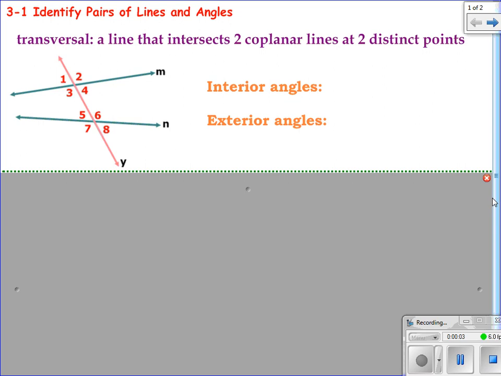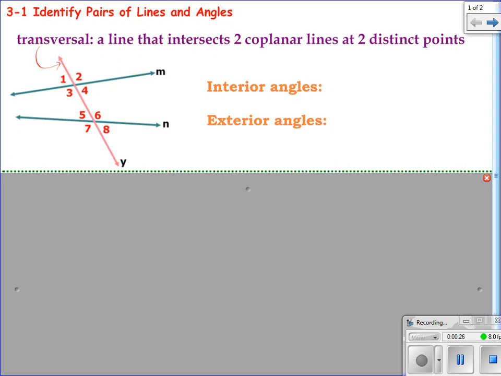On parallel and perpendicular lines. So we're going to get some vocabulary done today that we're going to be using all chapter. This is going to be new to you, most likely. We're going to start by talking about the word transversal, which in this picture is the pink line.